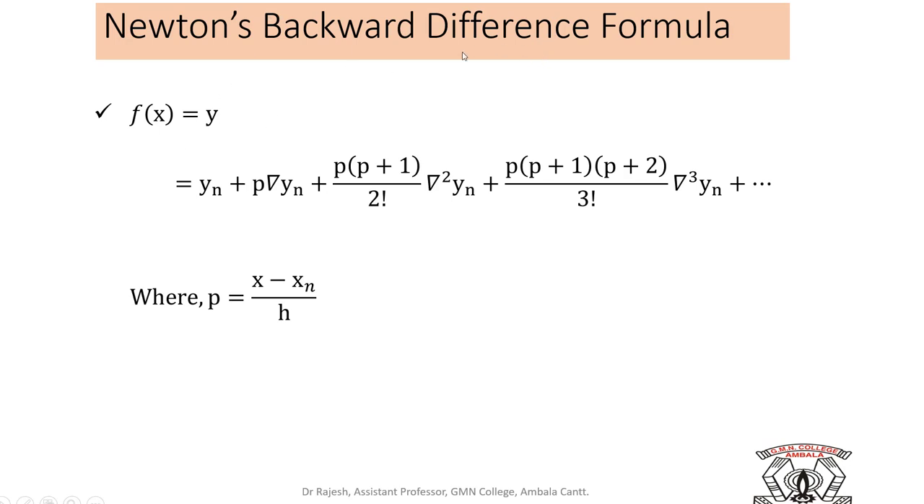By Newton backward difference formula, we know this formula is given by this one, where p is (x minus xn) by h. This is Newton backward difference formula, and this formula is used when we have to interpolate the value which falls near the end of the table.